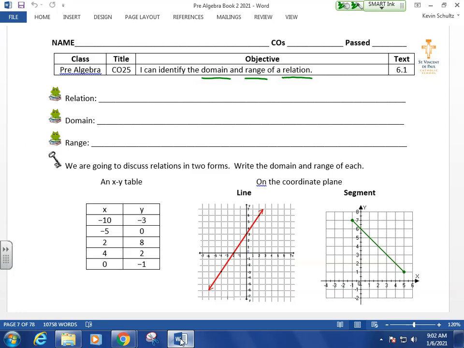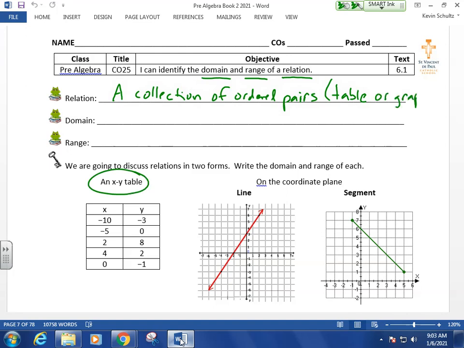Okay, we just came off of CO24 where we took situations and made function tables, which really ties into a relation, because a relation is simply a collection of ordered pairs. A collection of ordered pairs. And this collection of ordered pairs can be represented as a table, which you see down below here, an XY table. It can be represented as a graph, which we're going to introduce here. Okay? So a relation is simply a collection of ordered pairs, and that can be represented as both a table and as a graph.